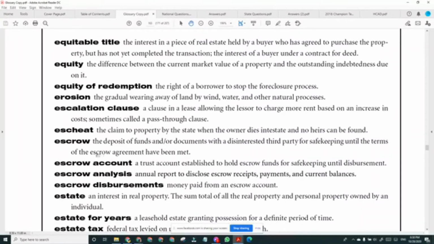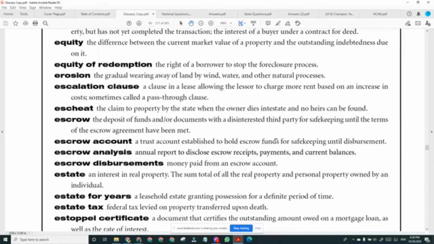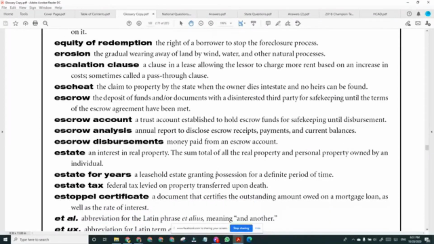So then the taxes, they collect a certain amount, they safekeep it, it's like a little budget account, and then they pay the property taxes when they're due, and they pay the insurance when it's due. And that is called an escrow account. A trust account established to hold escrow funds for safekeeping until disbursement. And disbursement means what? Paying.